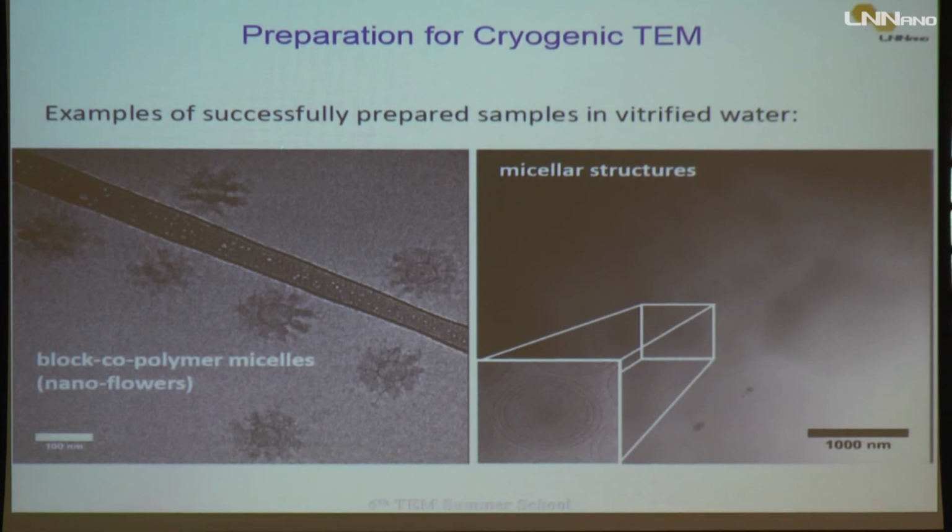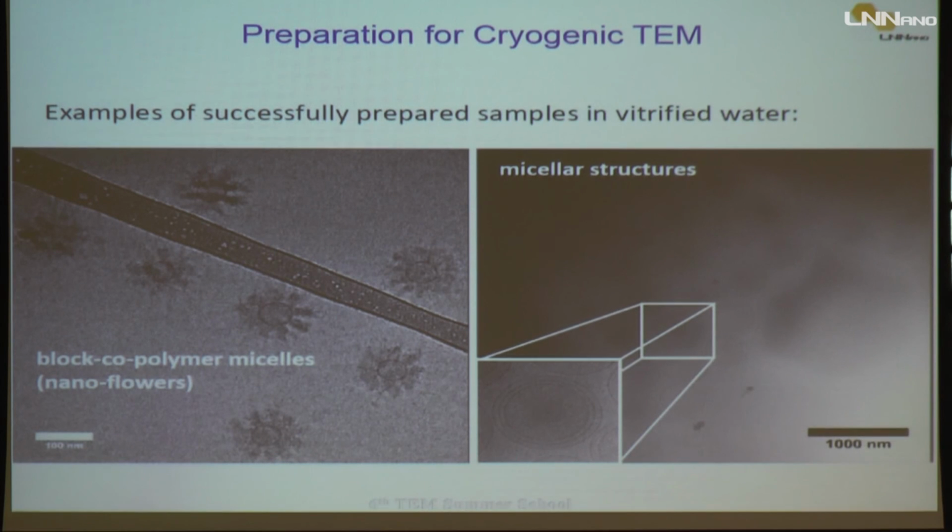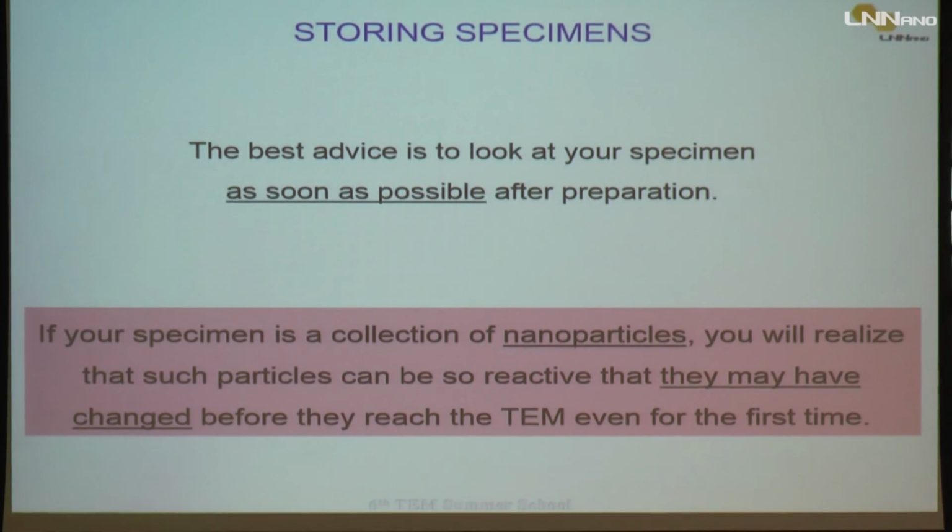Here are some examples of successfully prepared samples. You have here block copolymer micelles. You can see them exactly as they are in solution. It's very, very interesting. You can do many things, because if you dry this sample, you will not have this structure anymore. And then cryogenic is the only way to do it. And here, in micellar solutions, you have these very nice circular micelles. You can just see it and take a picture of it if you are in cryogenic solution.